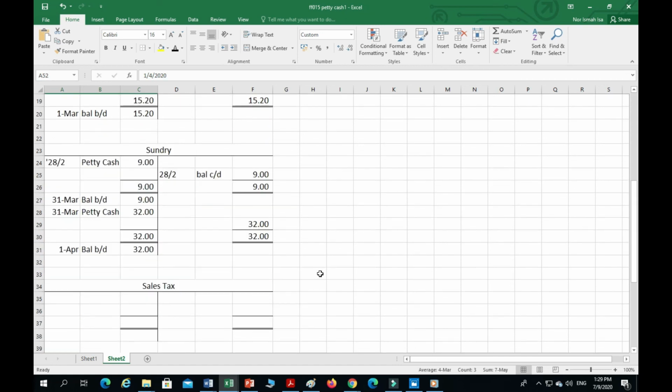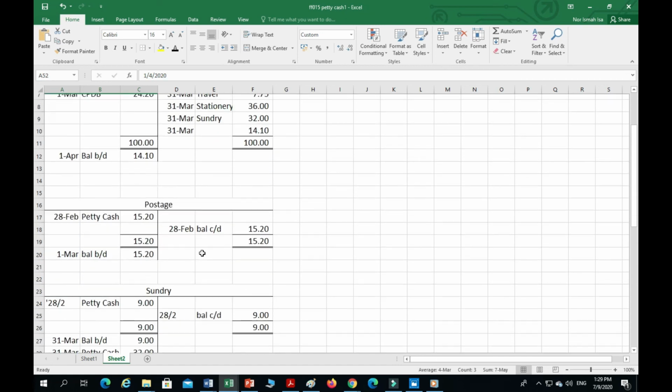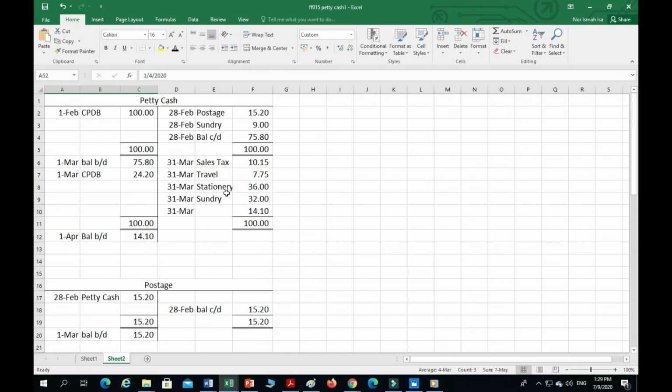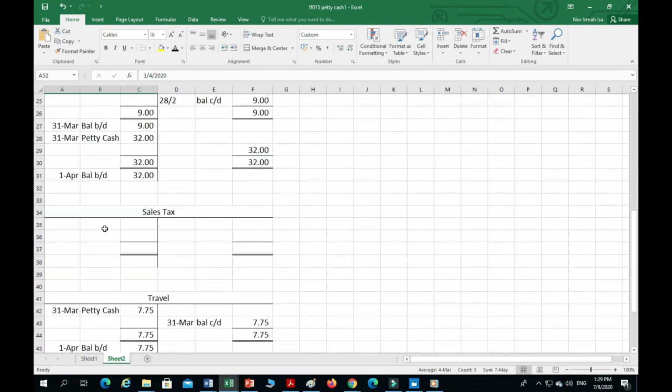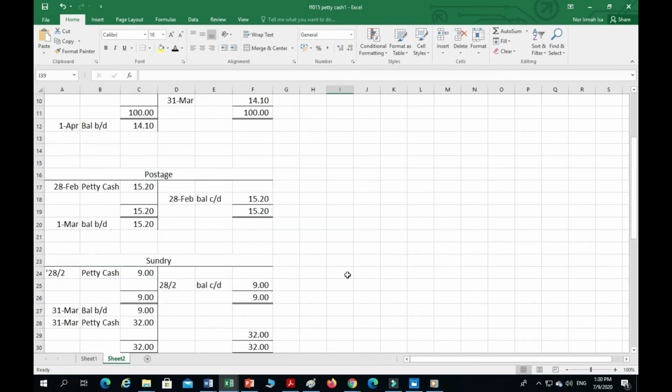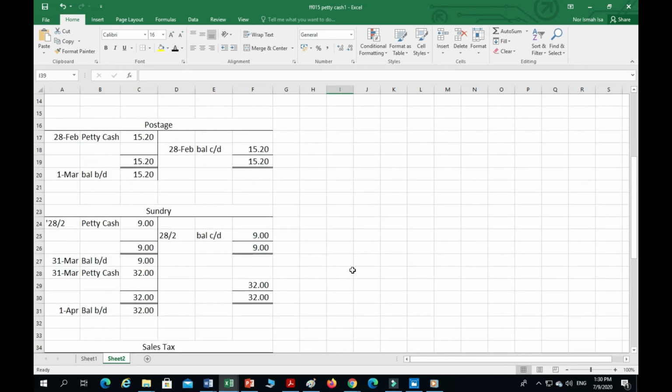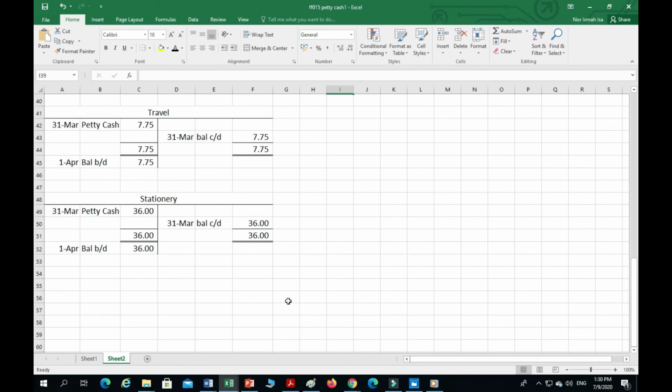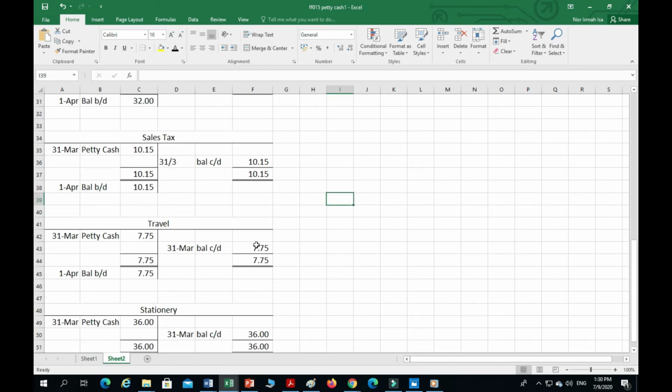And for the sundry, we already posted here. And lastly is the sales tax account. We post, and the balance for the sales tax is, okay, we finish posting all the related accounts. So this is an exercise related with the petty cash only.